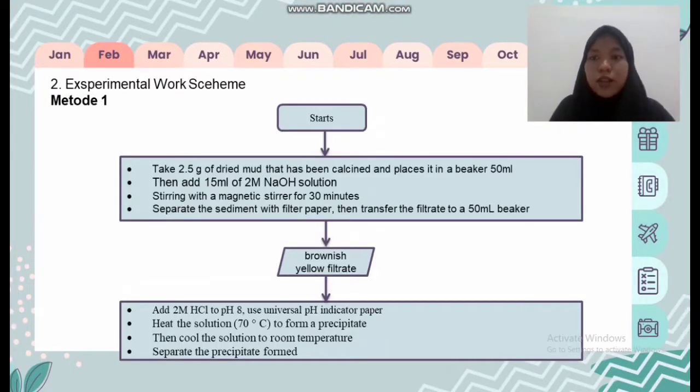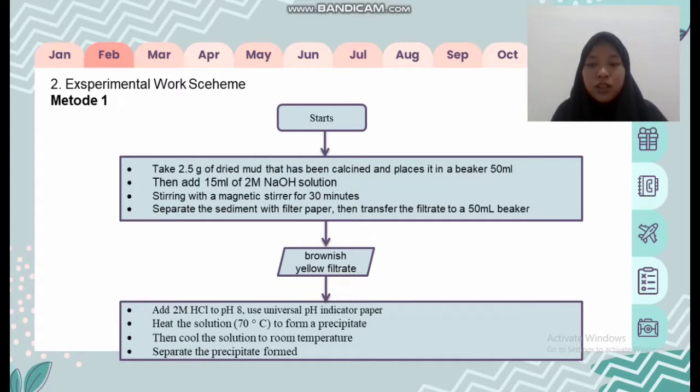The next is experimental work scheme. Method 1 starts. Take 2.5 gram of dried mud that has been calcined and place it in a 50 ml beaker. Then add 15 ml of 2 molar NaOH solution. Stir with a magnetic stirrer for 30 minutes and separate the sediment with filter paper, and transfer the filtrate to a 50 ml beaker. This produces a brownish yellow filtrate, and the next step is to add 2 molar HCl to pH 8. Use universal pH indicator paper.